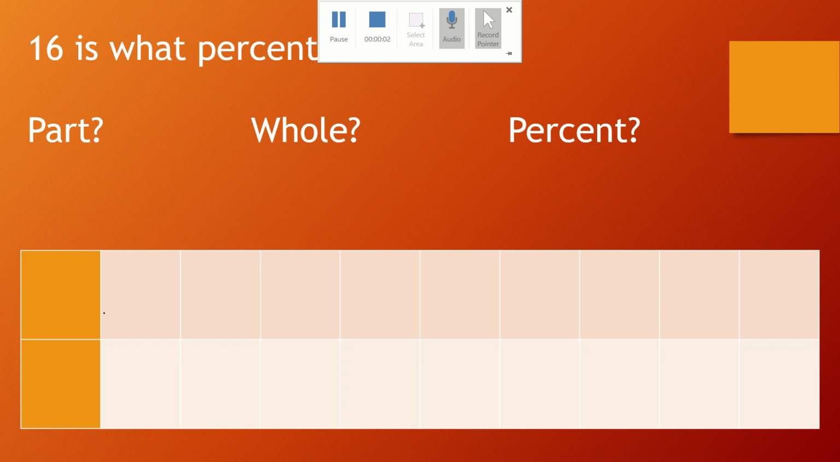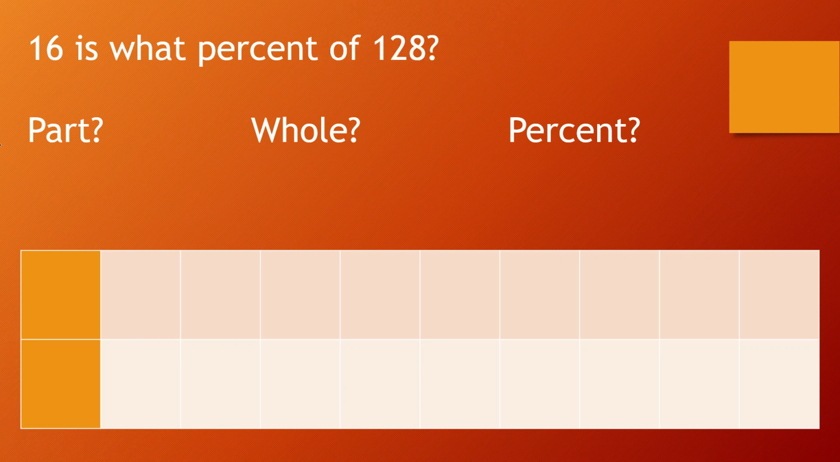All right, so we're still continuing to work with percent, and this time we're going to use a rate table. So in this case, we're figuring out 16 is what percent of 128. What I always like to do with percent problems is figure out what we already know and what we don't know. So the three things we need to either know or don't know are the part, the whole, and the percent. So 16 is what percent of 128? Well, when it's asking what percent, I know that that's going to be the one that we're looking for.